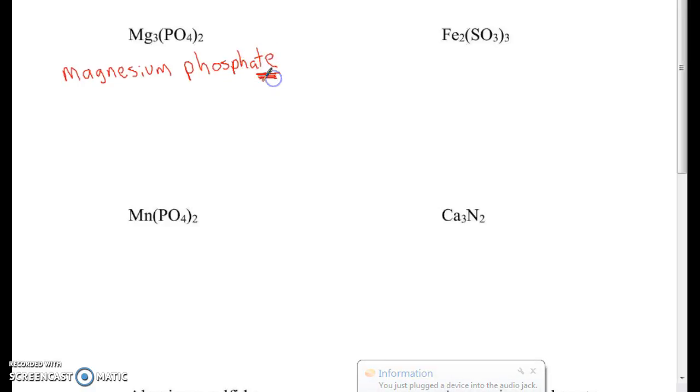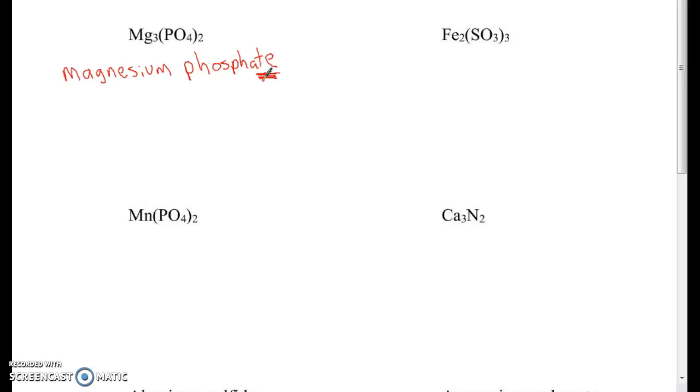But pay attention to the ending, right? Because the ending depends on what type of polyatomic ion it is. And if it's binary, which means the anion is just a single element, the ending is going to end in IDE. So for this one, it was pretty straightforward. It is just magnesium phosphate because magnesium does not have more than 1 oxidation number.